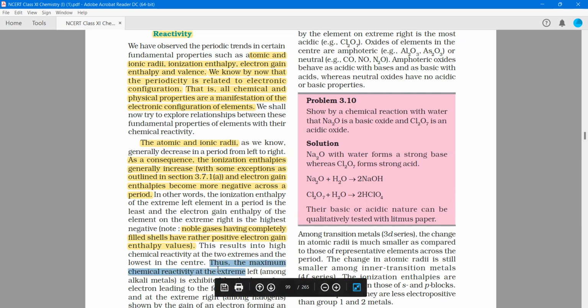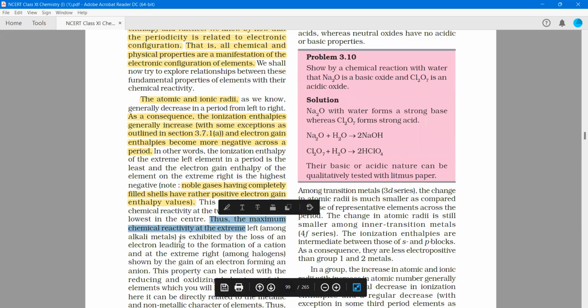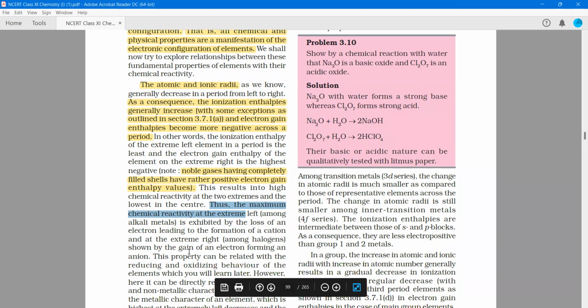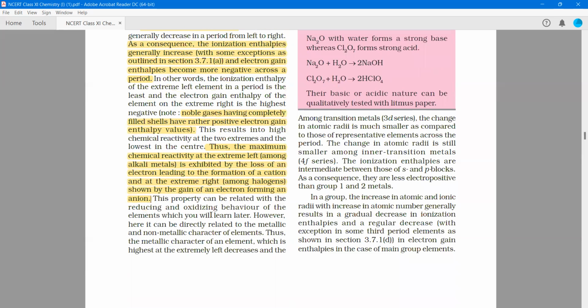Thus, the maximum chemical reactivity at the extreme left, among the alkali metals, is exhibited by the loss of an electron leading to the formation of a cation, and at the extreme right, among halogens, by the gain of an electron forming an anion. So this is what we are talking about here, the reason we all know. This property can be related to the reducing and oxidizing behavior of the element, which we will learn later.